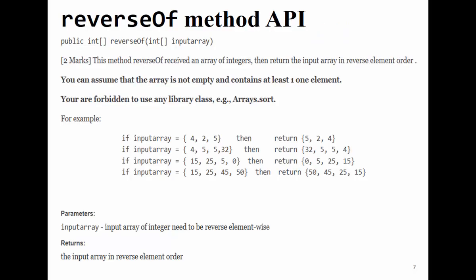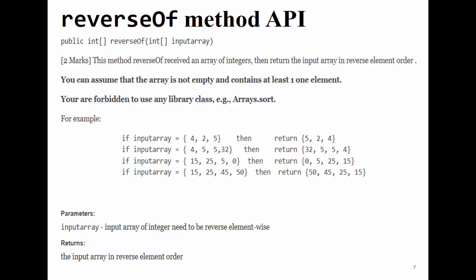Reverse of: you have an array and you have to return an array. Most of you are not able to return the correct type. You have to return an array. You're not returning a value. You return a reference to an array. So you take an array, you reverse this array, and you return it.